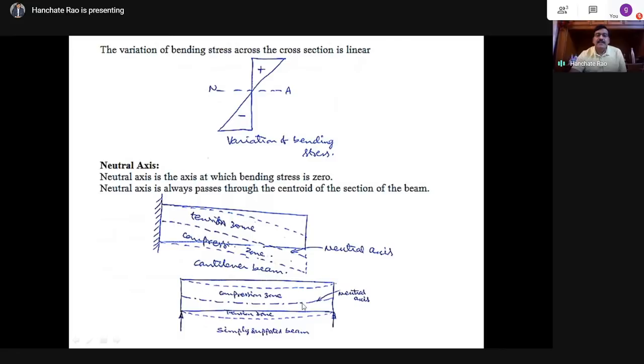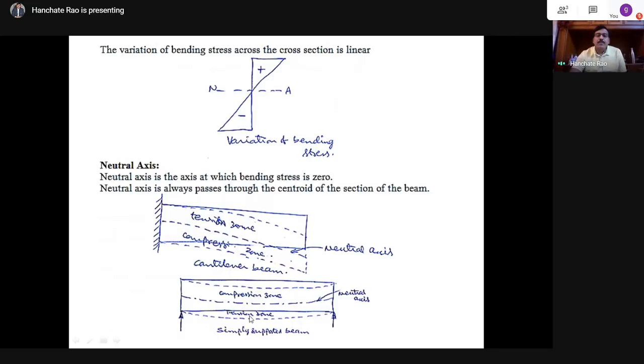Okay, this will sag like this. So because of this sagging, what is happening? Fibers in the bottom side are getting elongated and fibers in the top side are getting compressed. So the bottom fibers are subjected to elongation and the top fibers are subjected to compression.